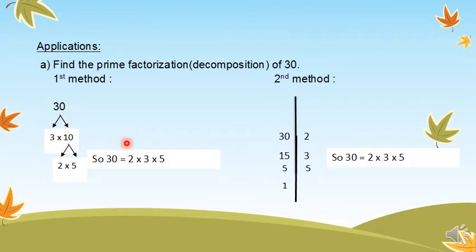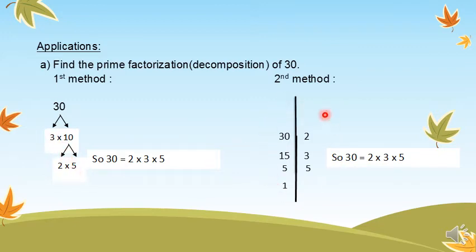Now, let's take the application, which is written on your worksheet. Find the prime factorization or decomposition of 30. I can decompose it in two ways, or two methods. The first one is the tree method. That is familiar to you. 30 is 3 times 10, 10 which is equal to 2 times 5. So the answer is 2 times 3 times 5.